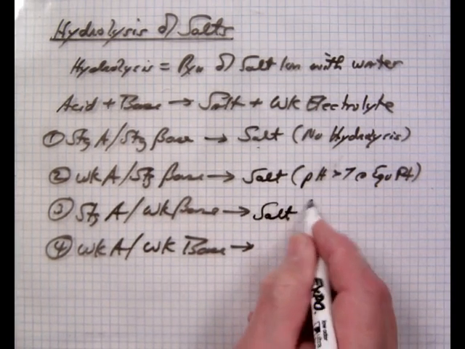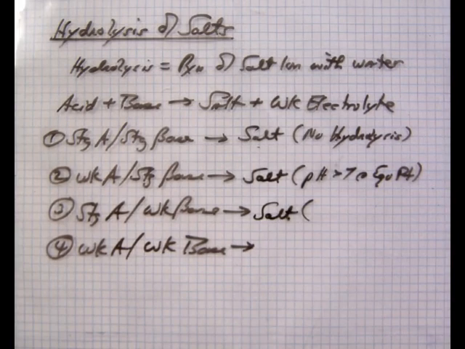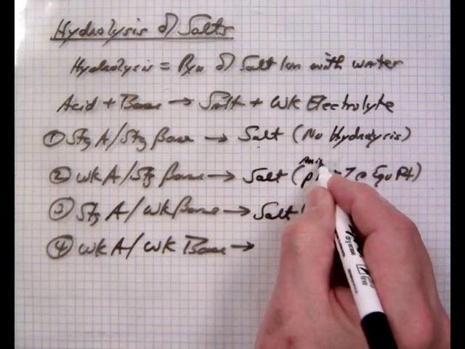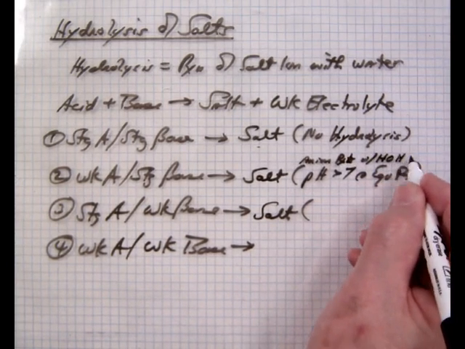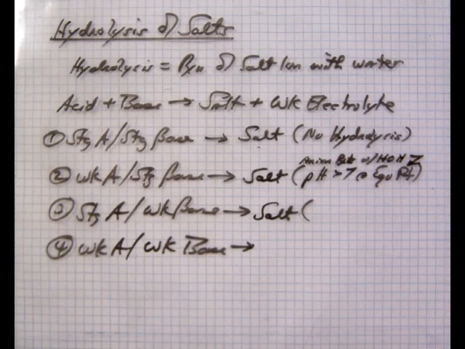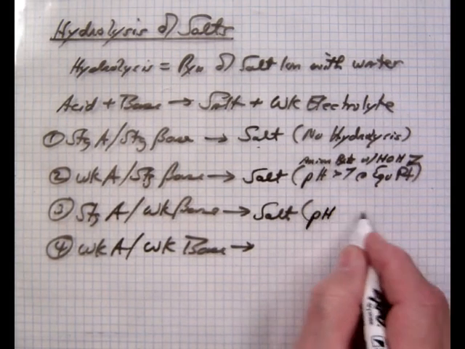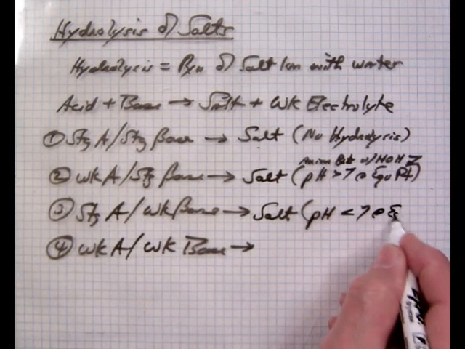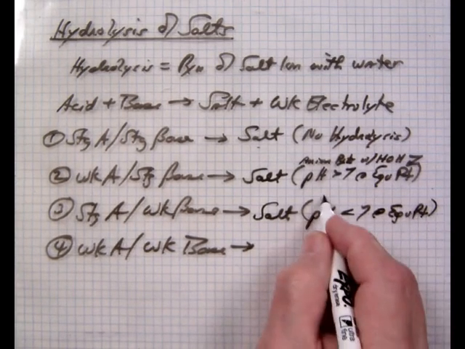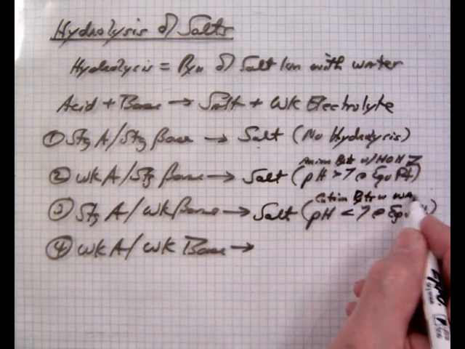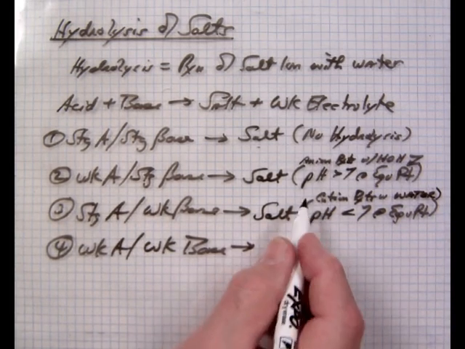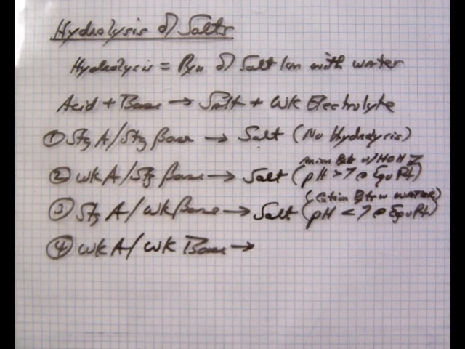This one will produce a salt whose cation reacts with water and results in an excess of hydronium ions. Here, the pH at equivalence point is less than 7 because the cation reacts with water. Okay? So if the cation reacts with water, the positive is going to pull the OH over and leave an excess of hydronium ions.